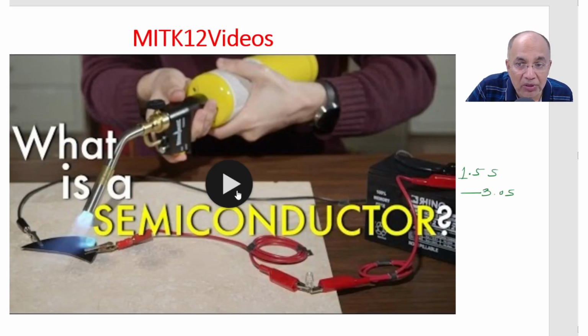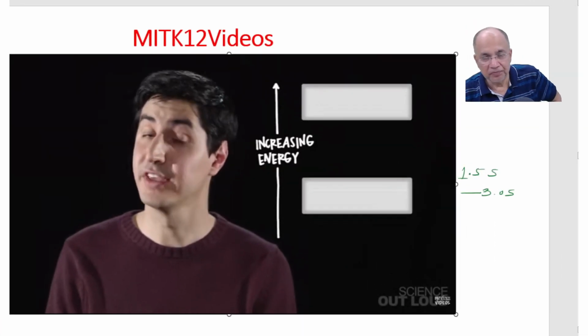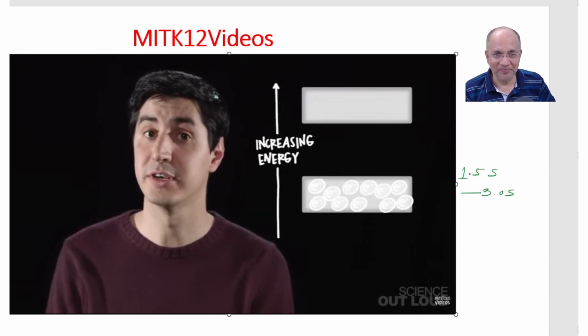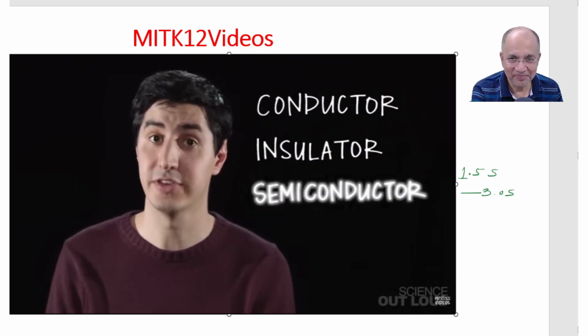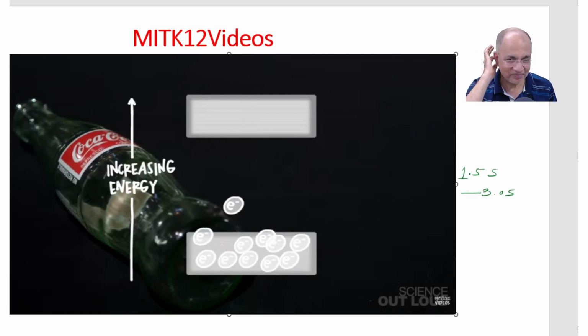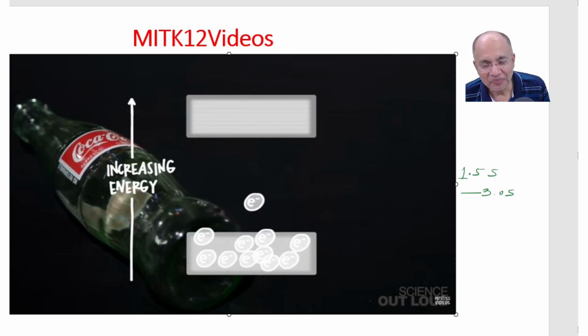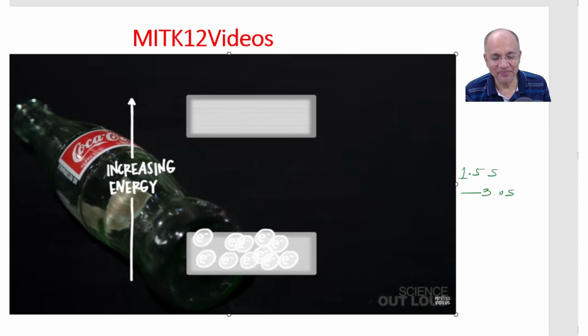Now I am showing you this video from 1.5 seconds, the same instructor. And in insulators, the band gap is high. The electrons in the valence band cannot jump to that extent to surmount a large barrier.